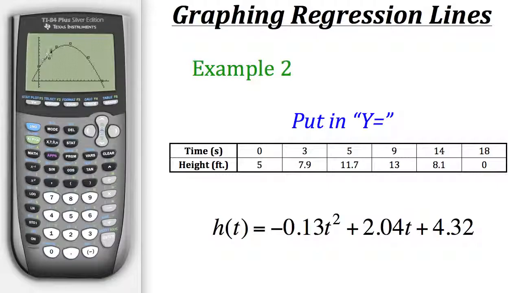Now, if you only want to see the regression line without the points from the stat plot, you could just go to the y equals and turn off the plot that is on by hitting enter on it. And then when we go back to graph, we'll only see the regression line. Now let's take a look at another way we could graph the regression line.